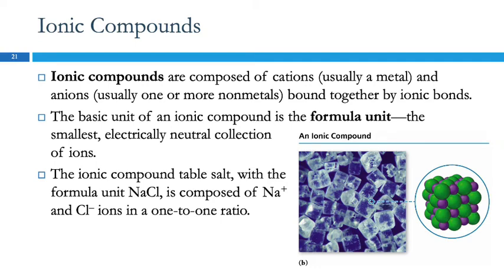Ionic compounds are composed of cations and anions. The cation is usually a metal. The anion is usually 1 or more nonmetals, and those are bonded by ionic bond, the attraction between the positive and negative charges. The basic unit of an ionic compound is the formula unit. There is no discrete molecule.